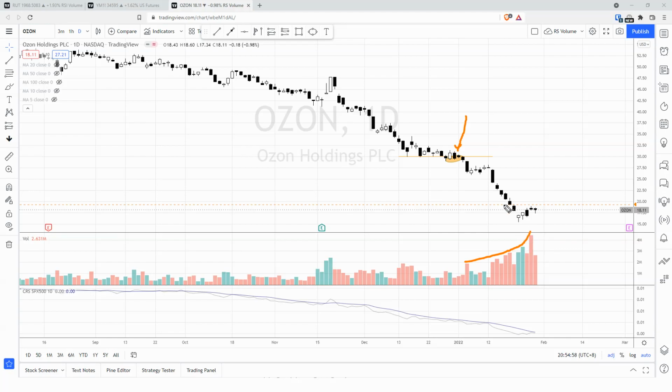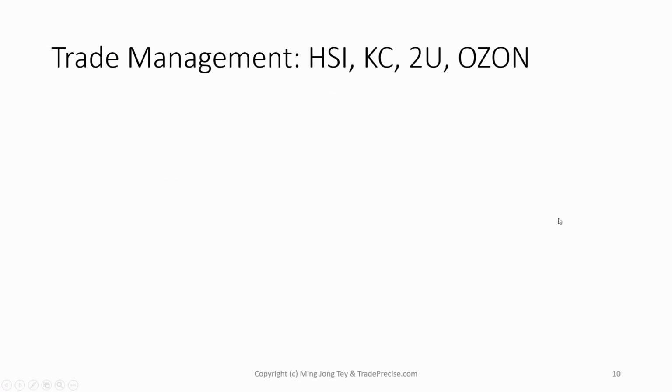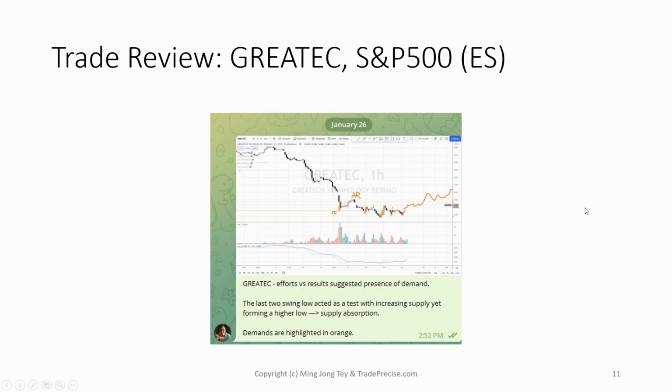Right now, my alert is somewhere around here, 19.35. That's also my stop. So if it just reverses here, that should take me out, because definitely there is a lot of demand coming in that corresponds to the overall market. Okay, so that's the four stocks for the trade management.